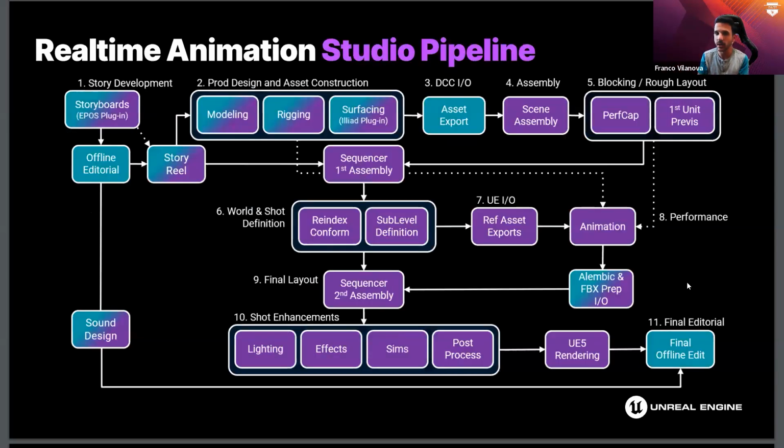Now, if we're talking a real-time animation studio pipeline, as you can see, every box that has a shade of purple can be or is fully worked with Unreal Engine. So we are already on step 1, building storyboards that could be done within Unreal. And then we have the option here to go for an offline or go into our story reel within Unreal and start all the way from the top with Unreal, right?